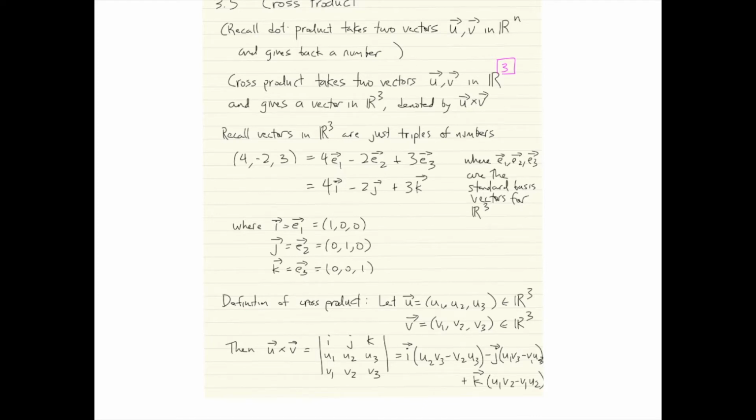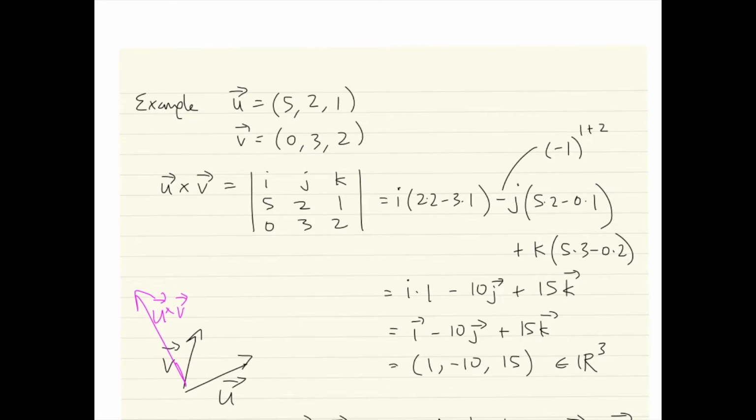And on the next slide, we're going to do an example. Let's suppose our two vectors u and v are given by 5, 2, 1 and 0, 3, 2. Then the cross product is going to be a vector. And by definition, it's the determinant of this 3 by 3 matrix. i, j, k again is the first row. And then we put our first vector u and then our second vector v. Then we take the determinant of this matrix using expansion by minors along the first row. So we've got i times the determinant of this 2 by 2 matrix, 2, 1, 3, 2.